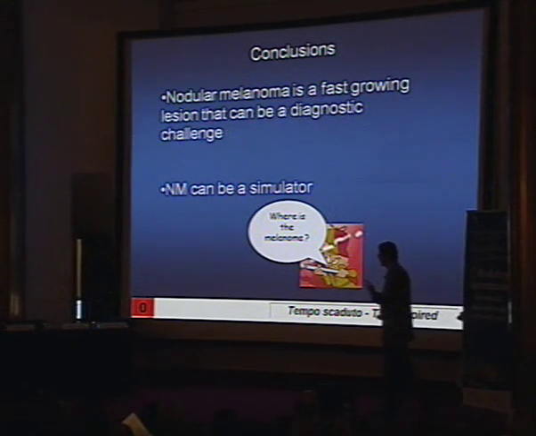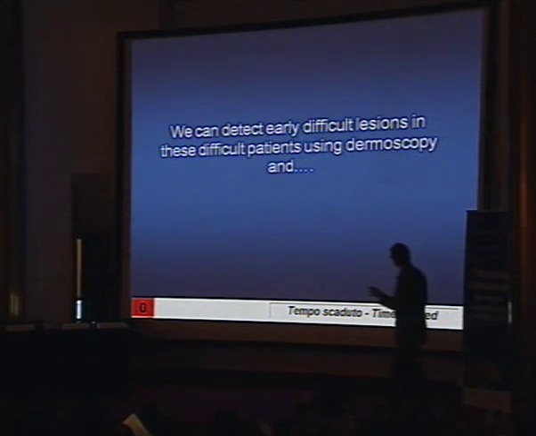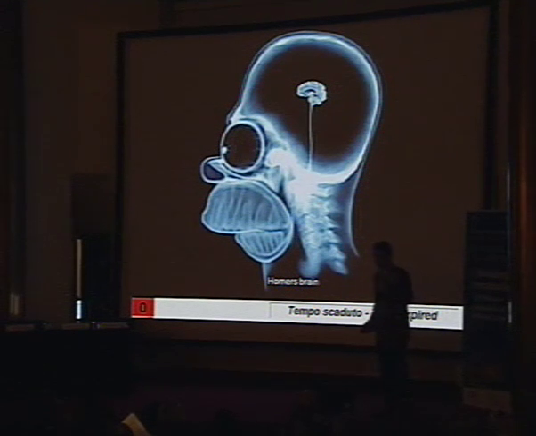And my conclusion says, be aware, nodular melanoma is a fast-growing lesion, and that can be a very diagnostic challenge, can be a simulator of everything. And we can detect these very difficult lesions by dermoscopy, and also using, of course, our brain.